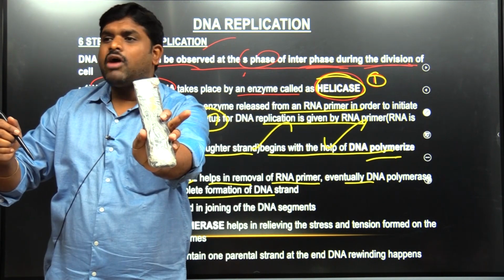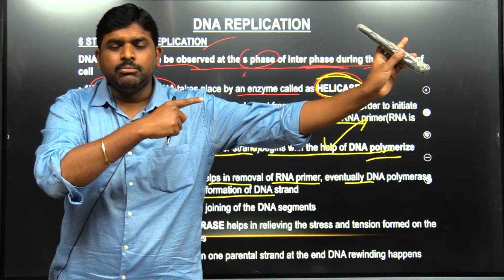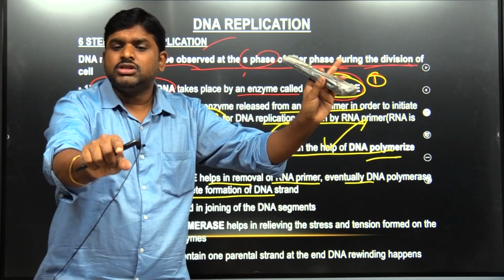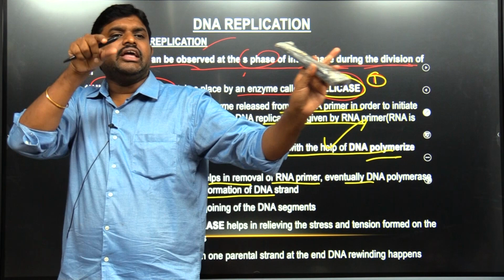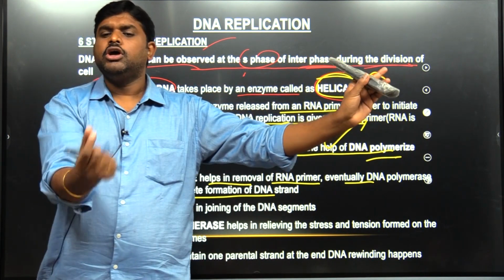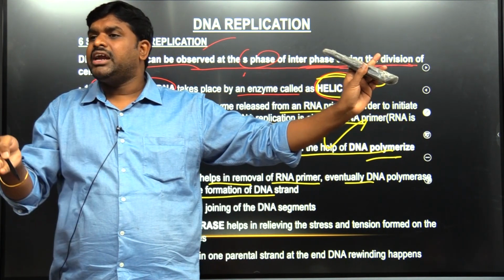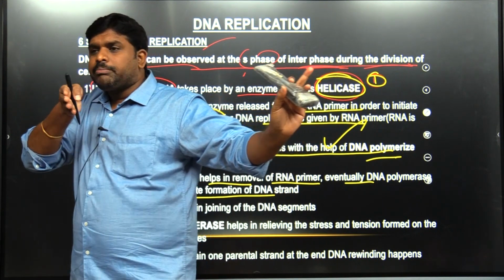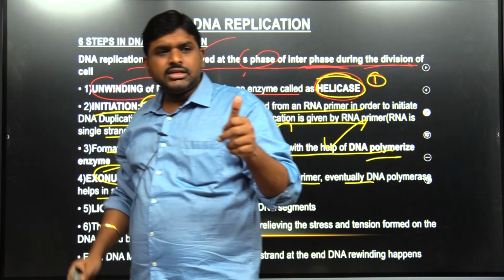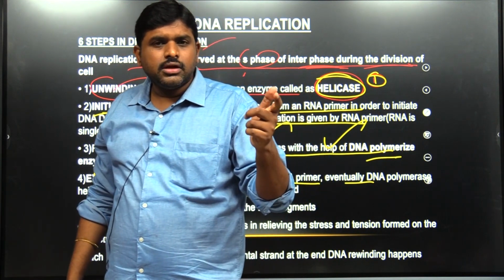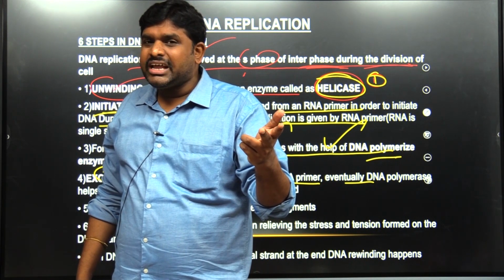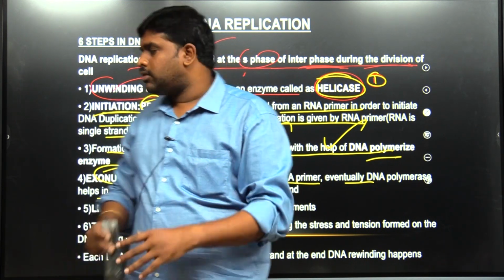Now I no longer need the RNA primer, so the RNA primer should be removed. This RNA primer will be removed by which enzyme? Exonuclease. So the remaining DNA will increase its length. The RNA primer is removed, and again the base pairing will start between the parent DNA strand and the daughter DNA strand. It grows up, it grows up. So helicase, primase, third one DNA polymerase, fourth one exonuclease.